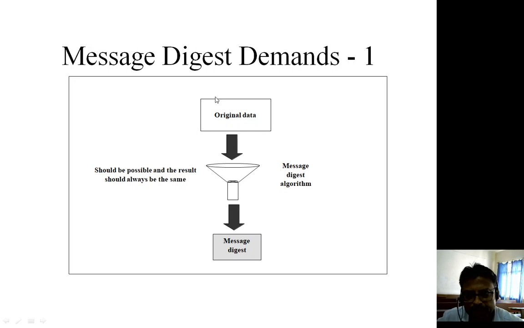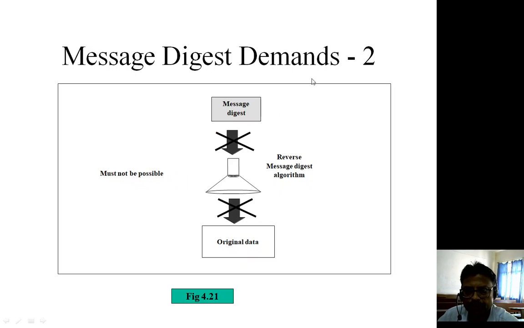Now, as far as the requirements and demands are concerned, the first requirement of the message digest algorithm is that it should be designed in such a manner that if we have original data and we apply the message digest algorithm, we will be able to get the message digest value. So, there should be some possible way by which we get the result in the form of a message digest by applying the message digest algorithm on the original message. This is the first requirement.